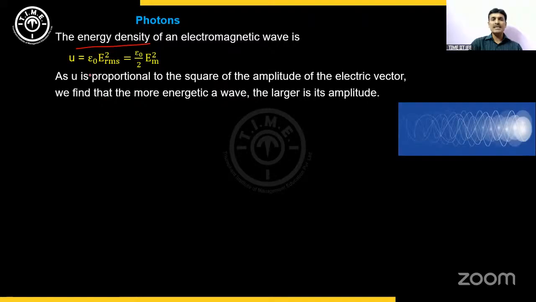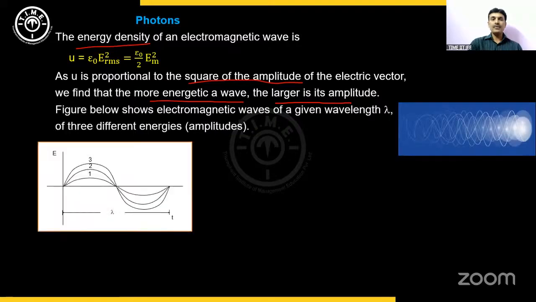Now from this relation, it is clear that energy density is proportional to the square of the amplitude of the electric vector, E RMS square or E maximum square. It is directly proportional to the square of the amplitude of the electric vector. That means a more energetic wave will have larger amplitude. The more the amplitude, the more is the energy possessed by the electromagnetic wave.